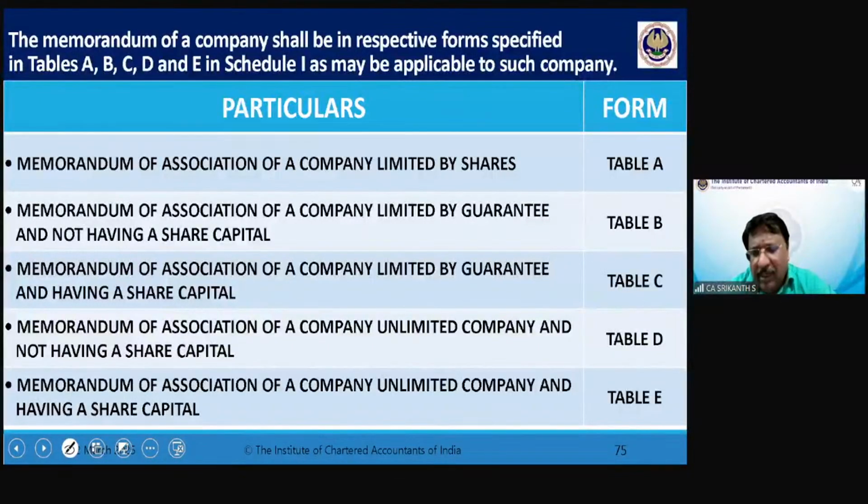Now, under the new law, the so-called Companies Act 2013, they have given formats for each type of memorandum. So it depends on what type of company you are forming. Now, I shall presume that you are aware of this: there are companies limited by shares, companies limited by guarantee, but still I will explain to you in brief.